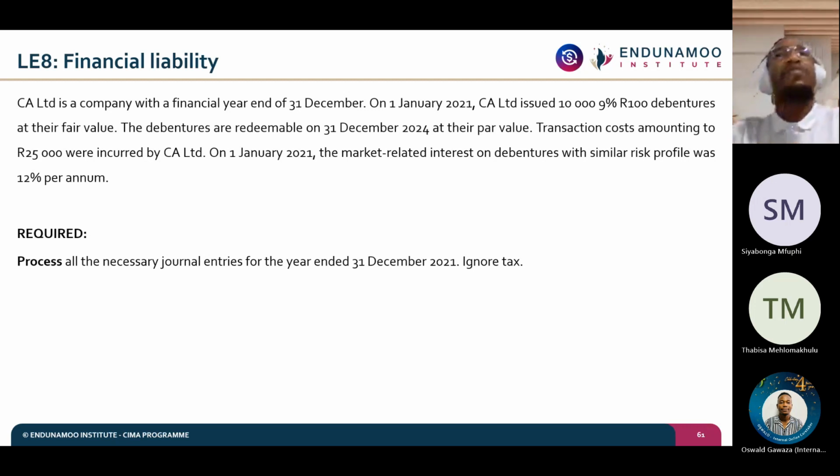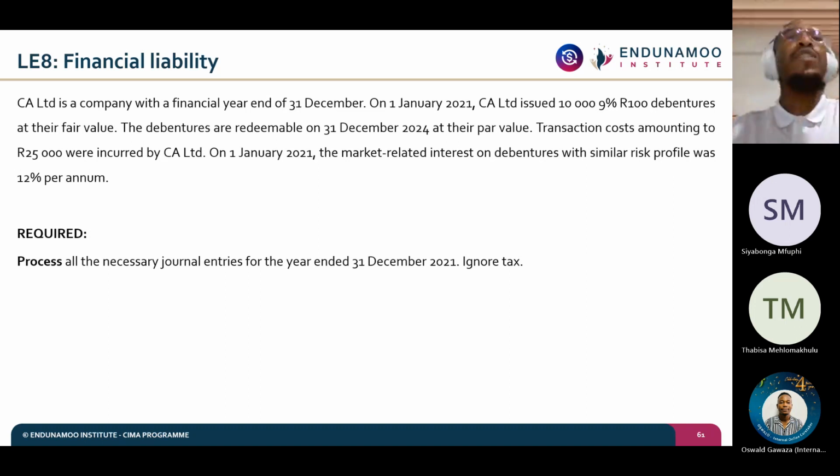Given the information that we're sitting with here, it's clear, because these are debentures and the scenario is silent on whether there's a designation at fair value through P&L, because the scenario does not say we have designated these as being at fair value through P&L, it means that they are going to be at amortized cost, because all financial liabilities are classified as being at amortized cost unless they're designated as being at fair value through P&L. Because they're not designated, it has to be at amortized cost.